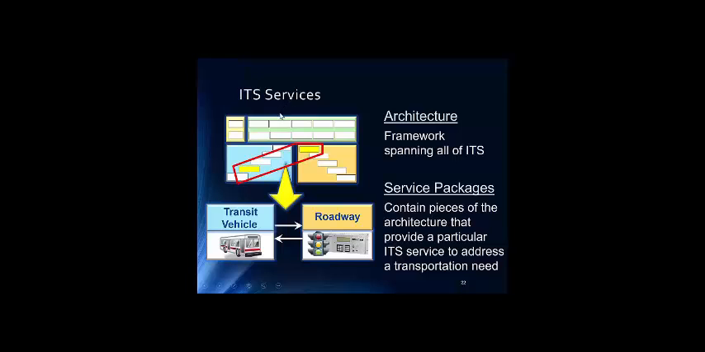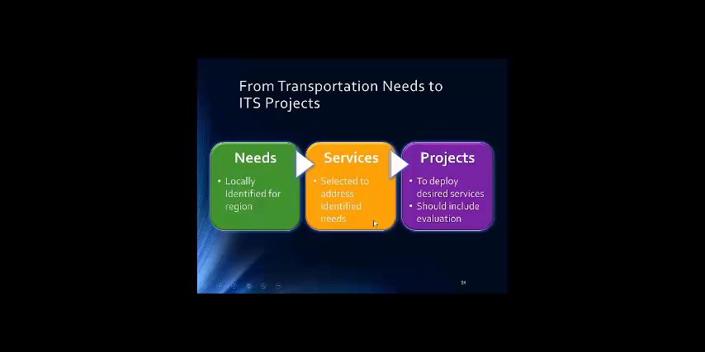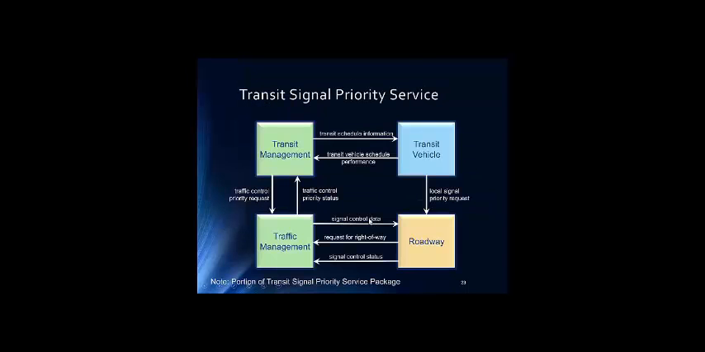For the architecture, there are services. A service package contains pieces of the architecture that provide a particular ITS service to address a transportation need. So in this case, a service package from the architecture could be transit vehicle priority, where transit vehicles send information to the roadway to provide the green light, a green signal, to transit vehicles that are behind schedule. So this example here is a transit signal priority service that you would work with.